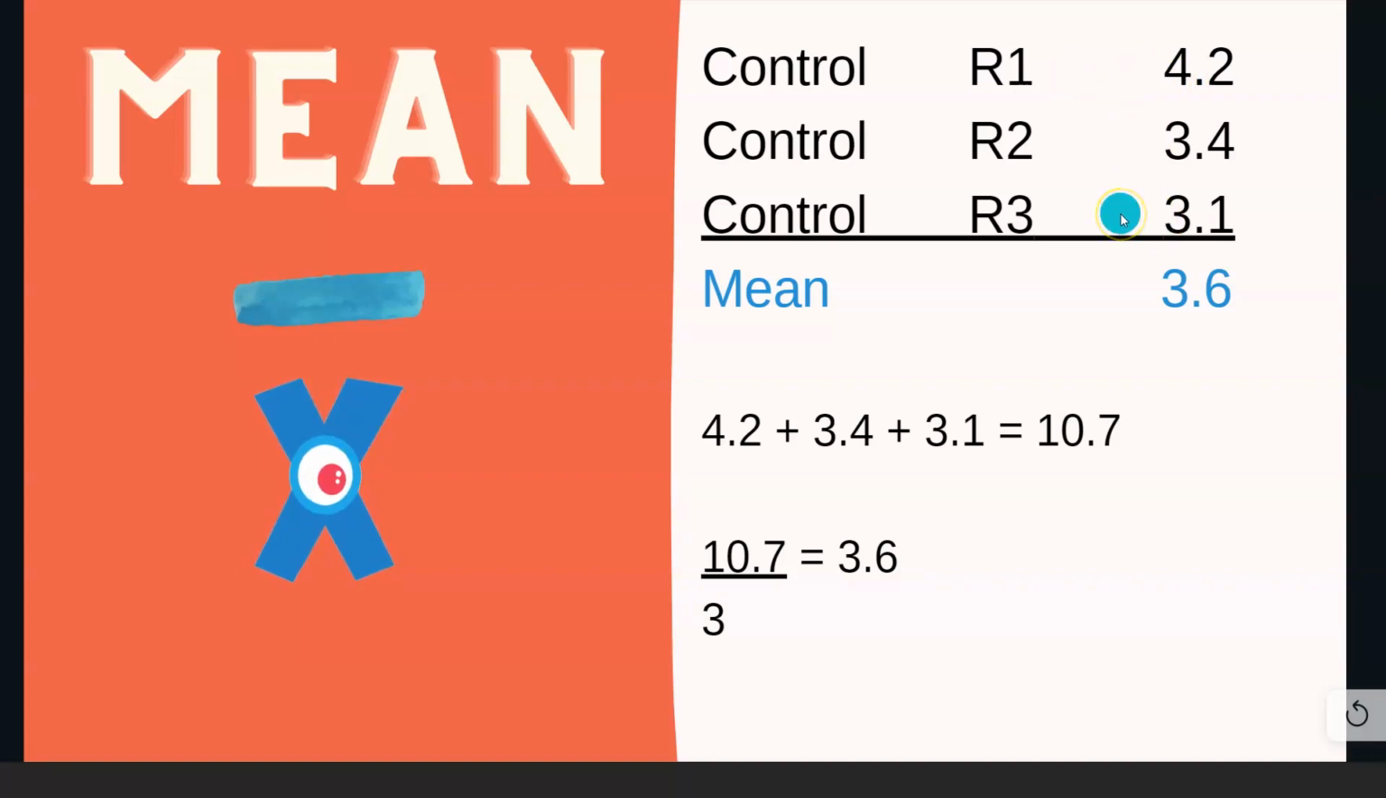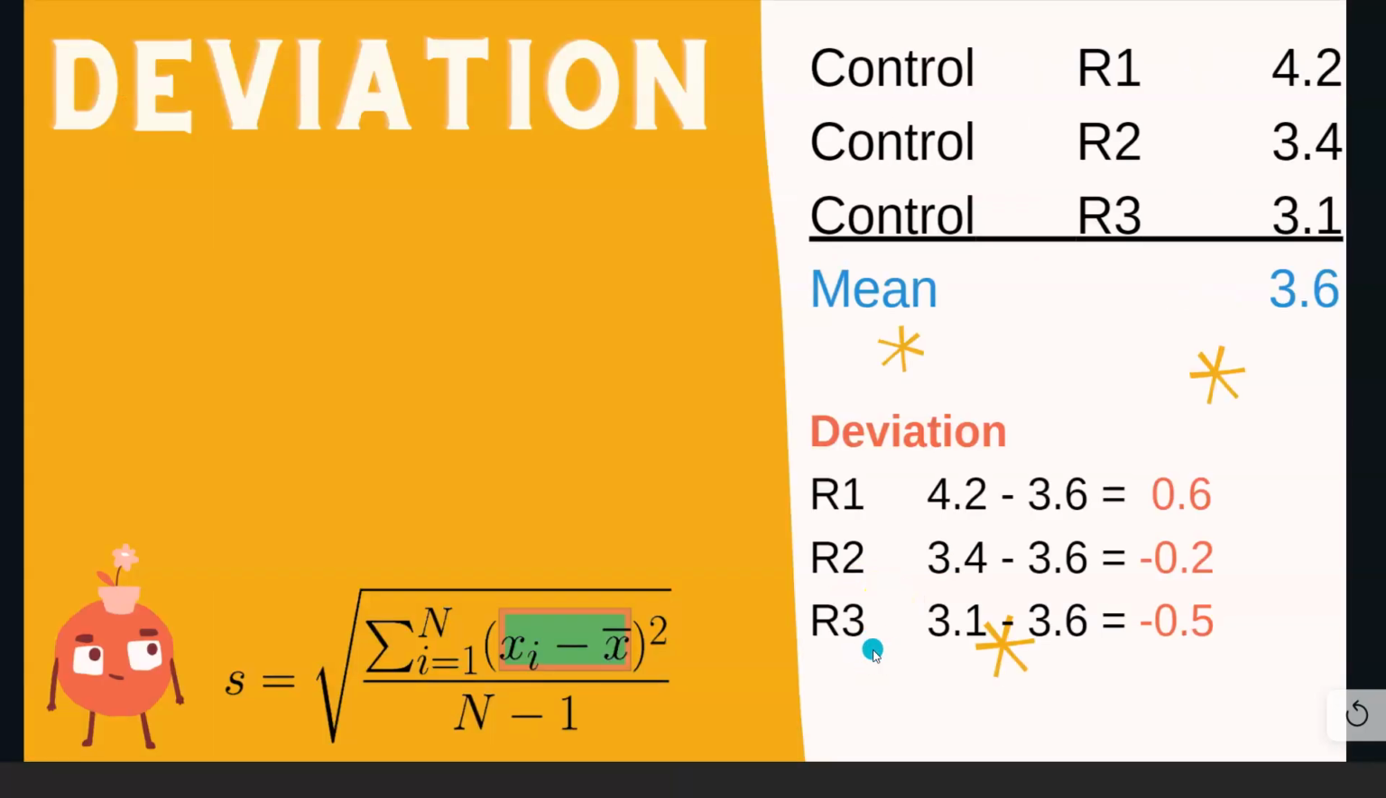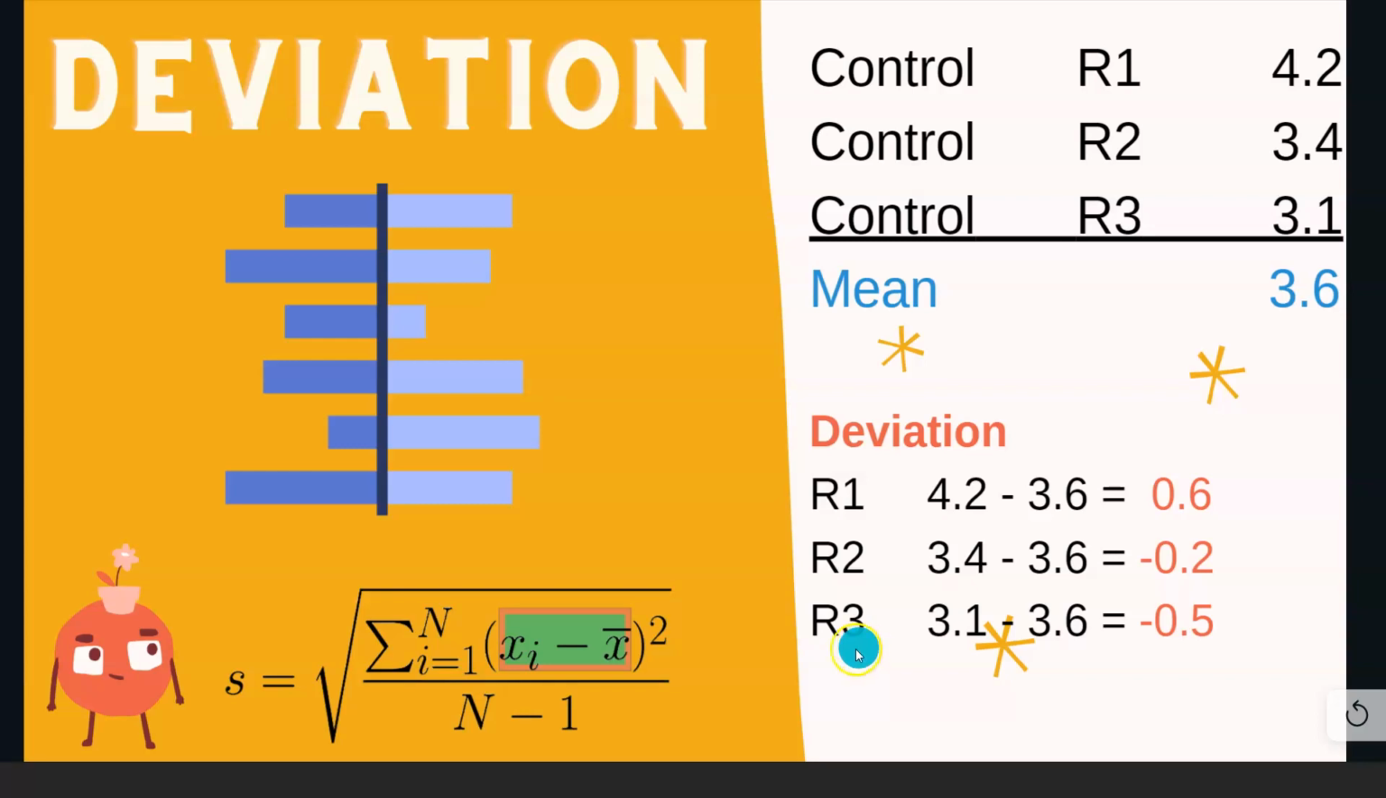And the first step that we need to do is to find the mean. And the mean is nothing more complicated than just taking each one of these numbers, 4.2 plus 3.4 plus 3.1 equals 10.7. And then dividing by the number of samples. In our case, we had 3 samples, 1, 2, 3. So we would simply take that number 10.7 divided by 3, and we have our mean, which is 3.6.